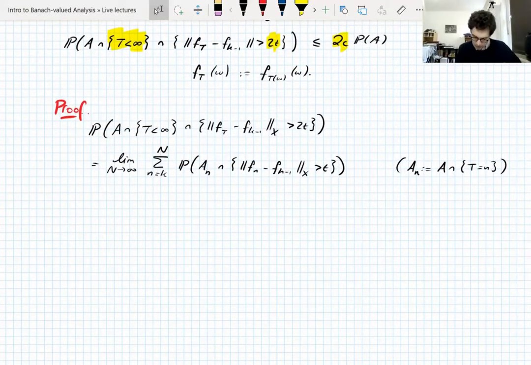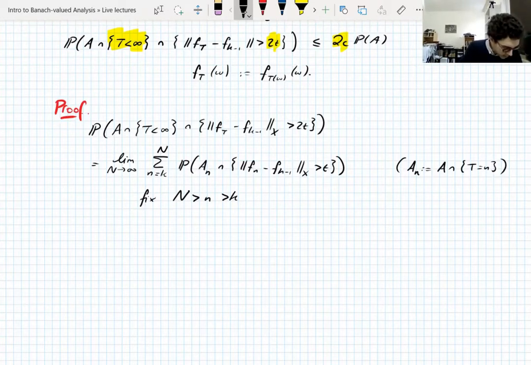Okay, now what do we do? Let's fix a capital N greater than n, greater than k. Do I want greater than or equal to here? I probably do. Let's look at a particular sum here. Let's fix N and n and k and so on. So what do I want to do here? Here's where it gets a little bit tricky. So let's do it slowly.